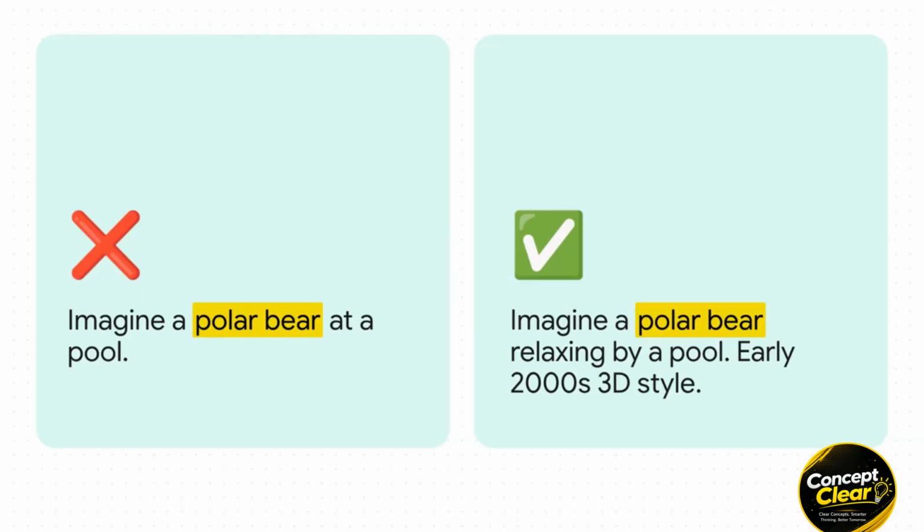Now, adding specific environmental details and a visual style is absolutely the secret to unlocking high-quality outputs. A weak prompt like, say, imagine a polar bear at a pool, just gives the AI way too little to work with. But by adding actions, background characters, and specifically demanding an early 2000s 3D animation style, we give the AI a rigid framework to operate in. When you're generating prompts for your story, you absolutely want this level of detail to ensure your turtle and rabbit actually look like they belong in the exact same animated universe from scene to scene.